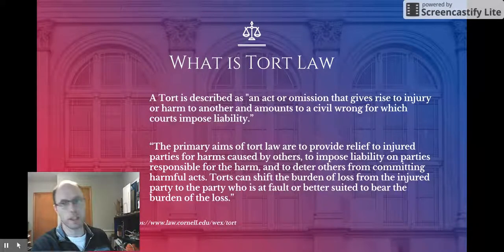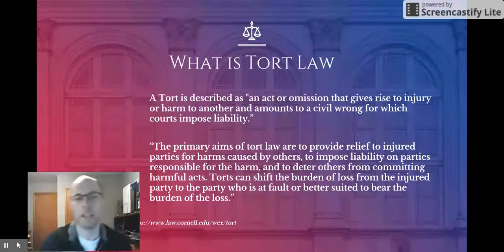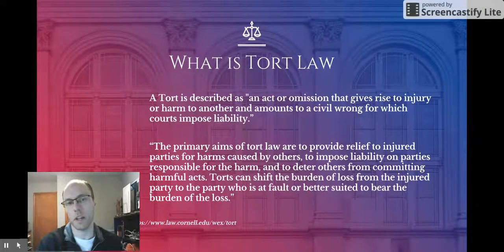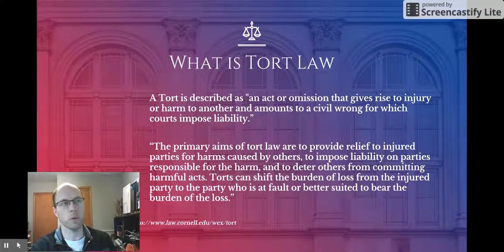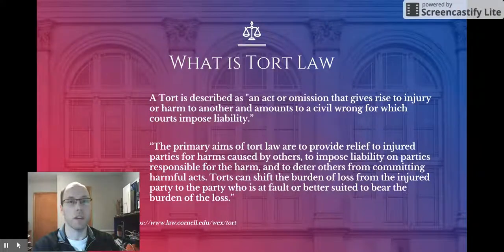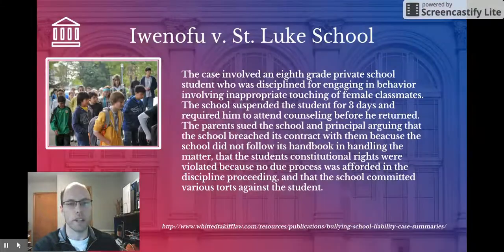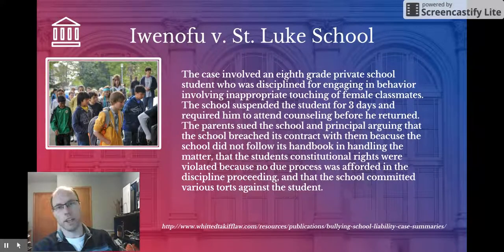So a tort is described as an act or omission that gives rise to injury or harm to another and amounts to a civil wrong for which courts impose liability. It's basically the court's way of saying that if you wrong someone in some way, shape, or form, they can get monetary value or some sort of compensation for that wrong. I have a few cases to go over here, and if I mess up the names, sorry.